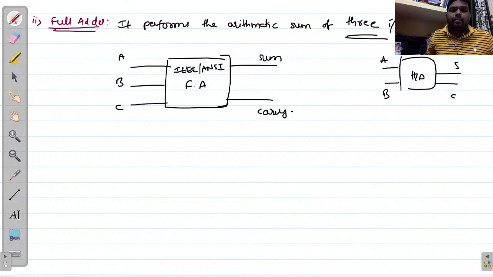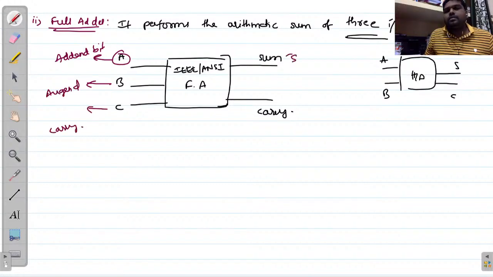So this A is called addend bit, this is augend bit, and this one is carry. And here sum S equals to, I will write the Boolean expression later. First I will take this sum and carry notation. We can indicate with S and we can indicate with C. So these are the ABC 3 inputs. So this is the ANSI IEEE logic symbol.